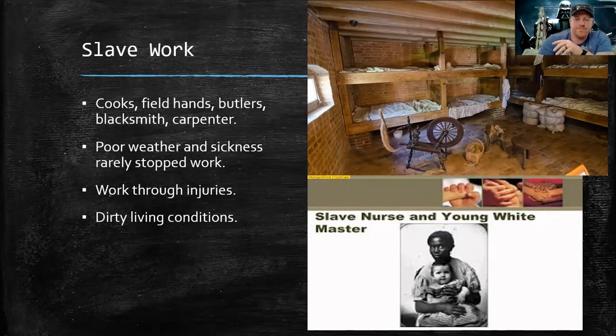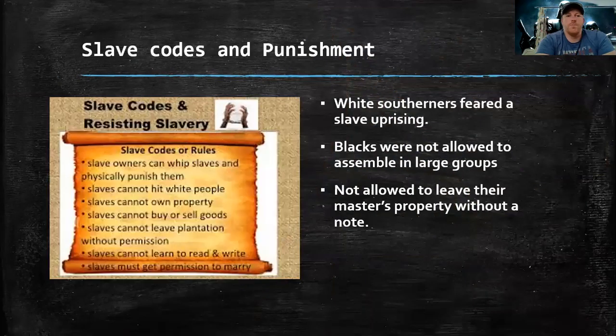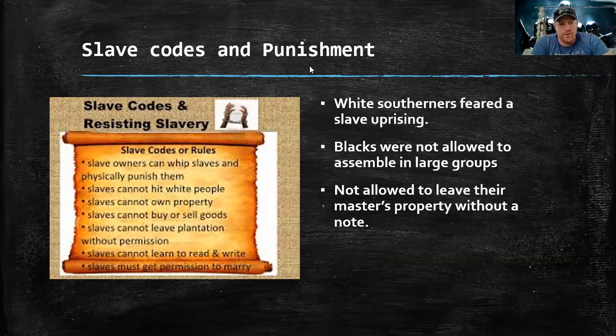It's a really sad part. All right, slave codes and punishment, okay? You have a list of some slave codes, like you could punish and whip your slave whenever you wanted, okay? Slaves are not allowed to hit white people. Slaves cannot own property. Slaves cannot buy or sell goods. Slaves cannot leave the property without permission.